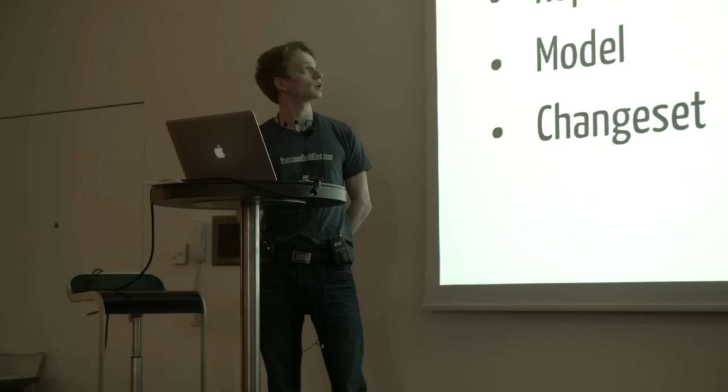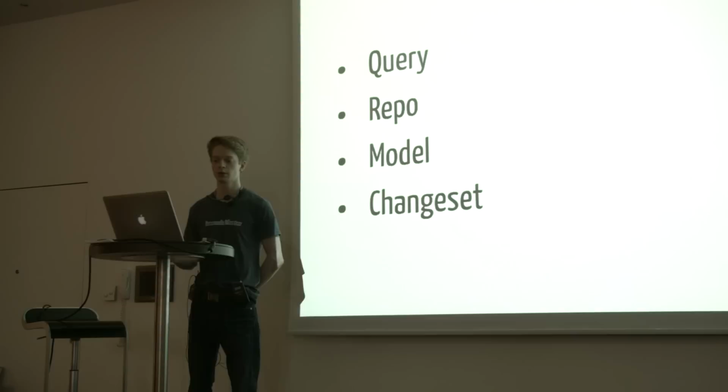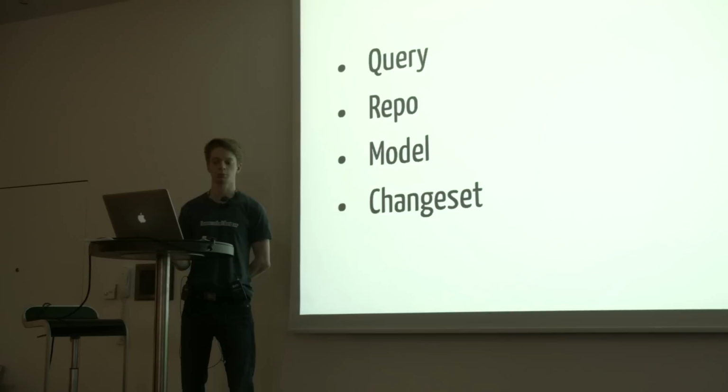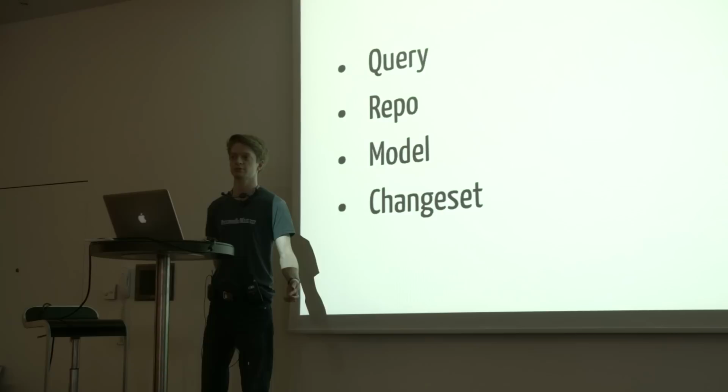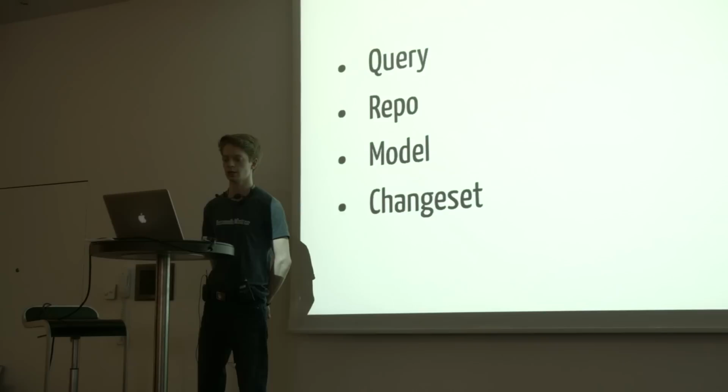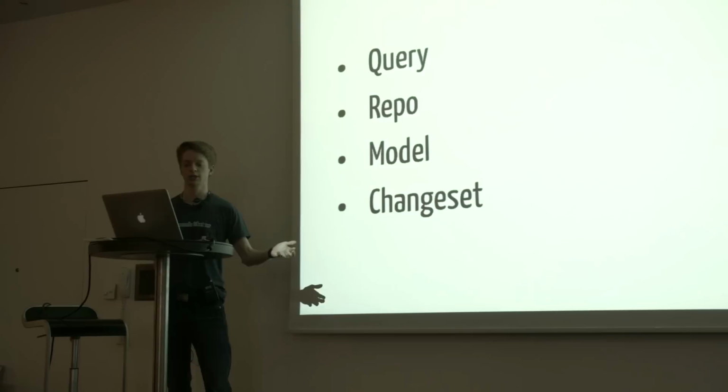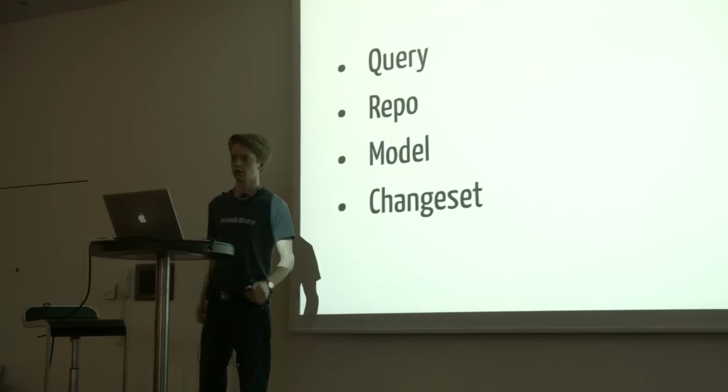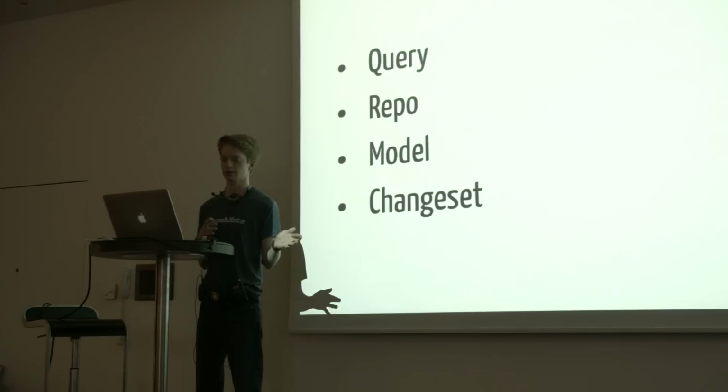So I'm going to talk about four things today. First off, we have the query language, which is an embedded language that we use for building and composing queries. Secondly, the repository, which is the main interface for the database, which we took the name from Ecto. Thirdly, the models, which is how we model database tables with structs in Elixir. And finally, change sets, which is how we apply changes to models and cast and validate data.